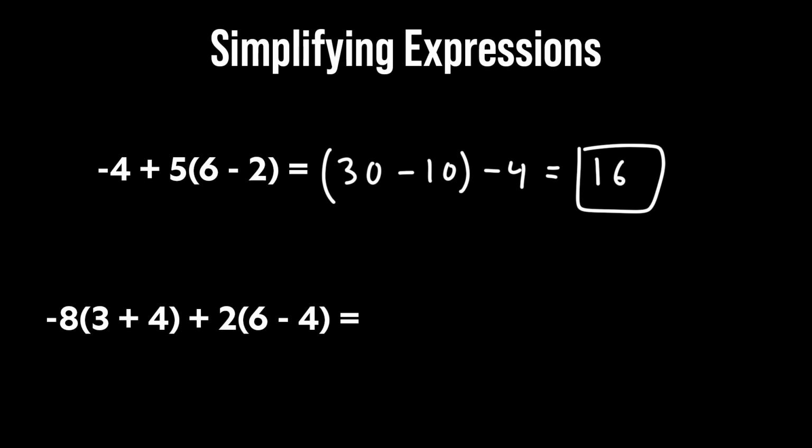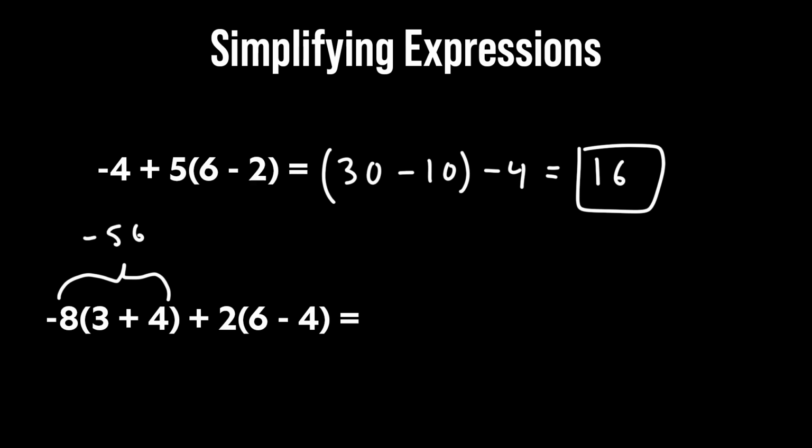Order of operations, we know we start with parentheses. We have to use the distributive property again. Let's start with this first part of the equation. Negative 8 times 3 is negative 24. And then we multiply negative 8 times 4. And we have negative 32. And so we know the first part of the equation is negative 24 minus 32, which is negative 56.